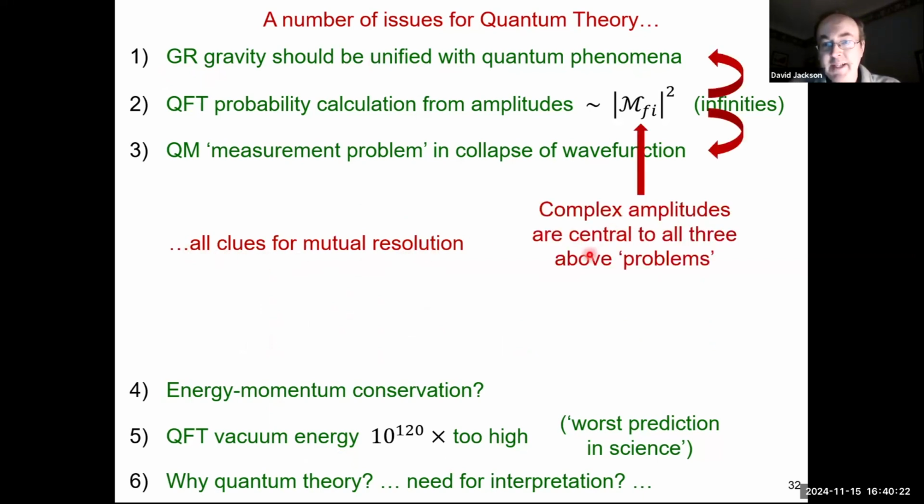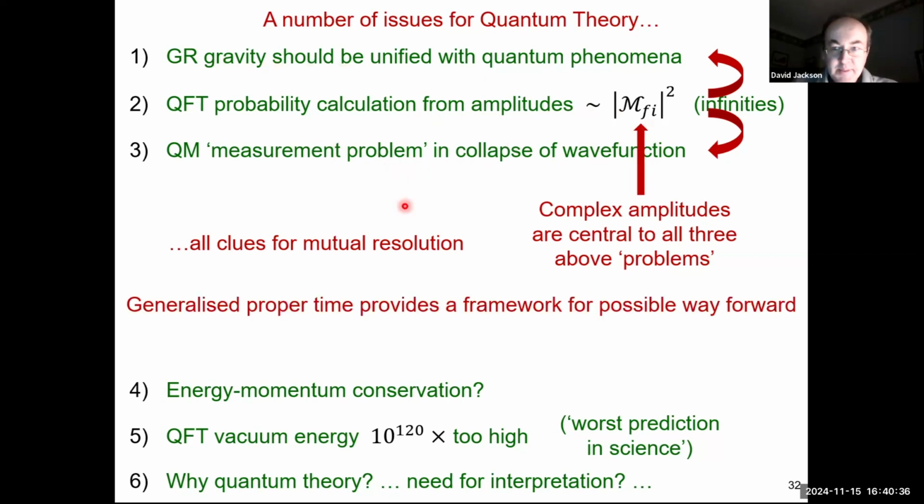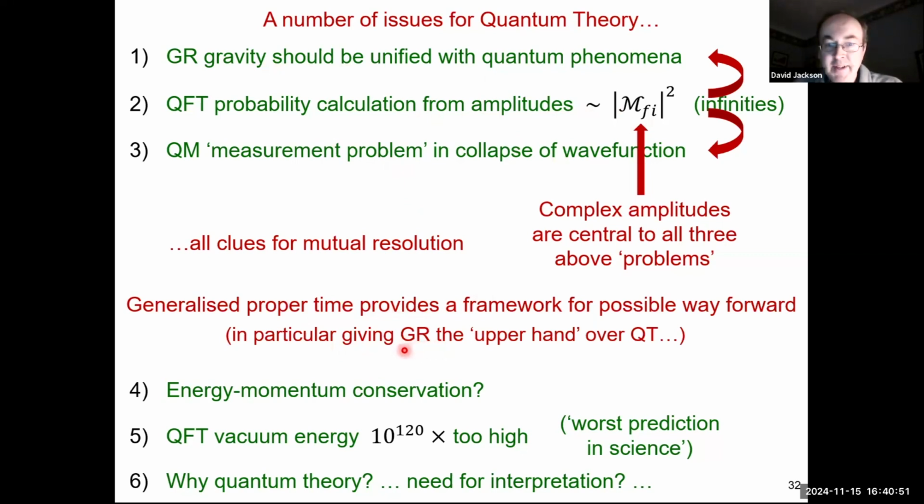So, for example, the complex amplitudes are really central to all these problems, all these three problems, in that it is the way of calculating amplitudes for probabilities which gets the inconsistency with general relativity, and it's also central to the measurement problem. So I'll try to argue that this approach of generalized proper time possibly provides a way forward for this kind of amalgamation of gravity with quantum theory, and in particular by giving general relativity the upper hand over quantum theory. So for the last part of the talk, I'll do a quick survey of how this might work.